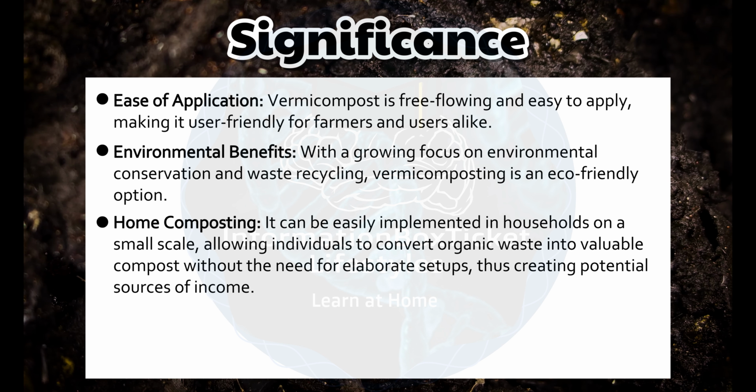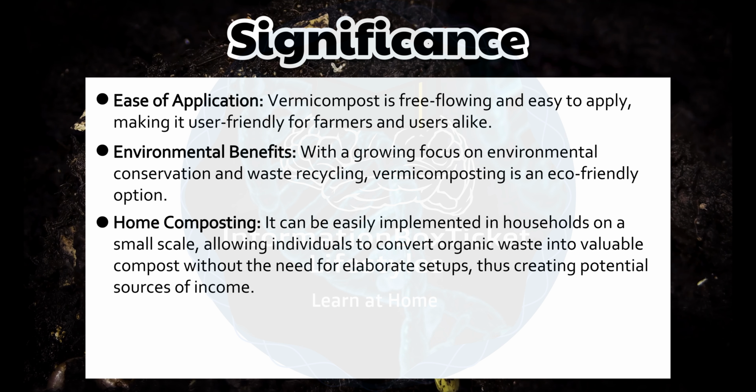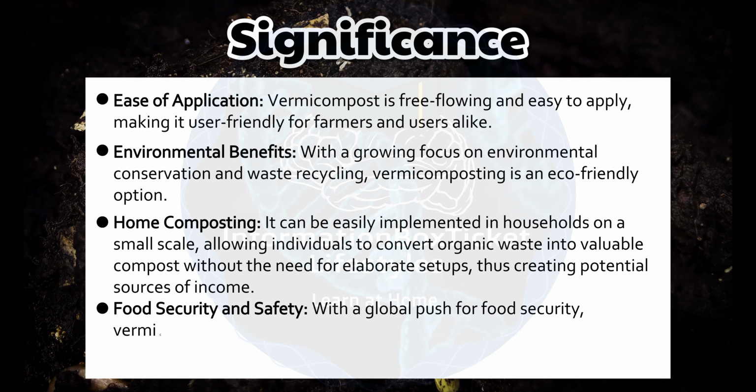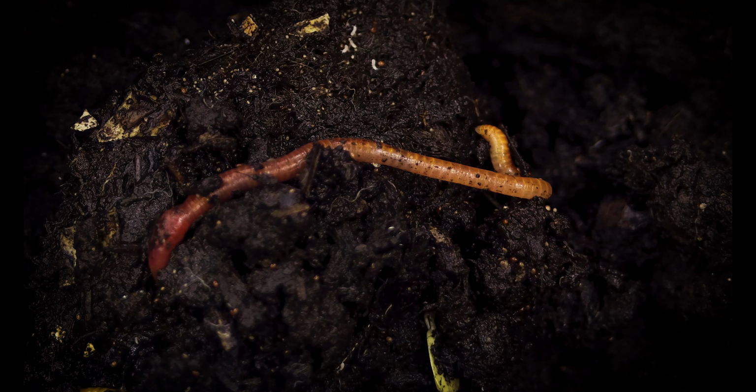Home composting. It can be easily implemented in households on a small scale, allowing individuals to convert organic waste into valuable compost without the need for elaborate setups, thus creating potential sources of income. Food security and safety. With a global push for food security, vermicompost is toxin-free when used in agriculture, leading to the production of chemical-free vegetables and fruits.